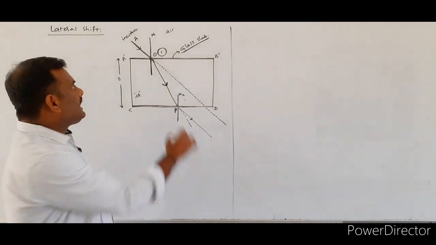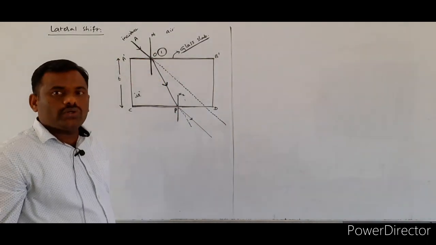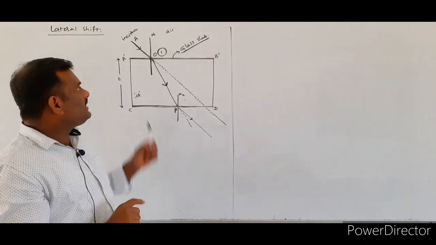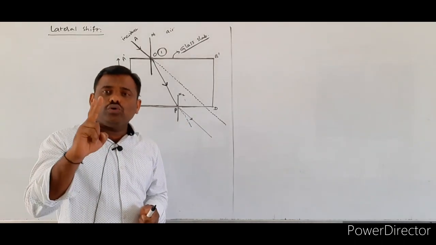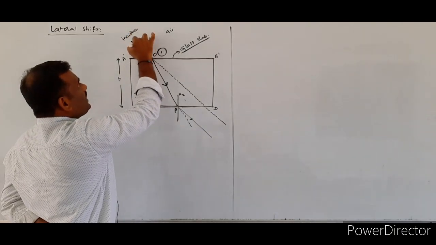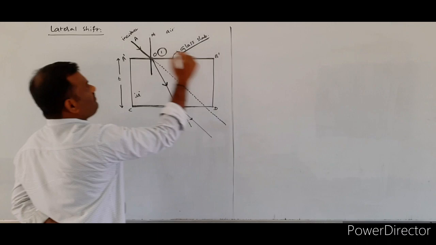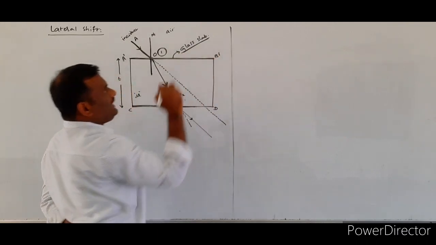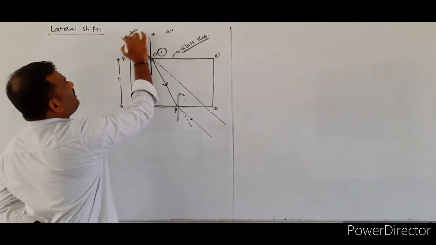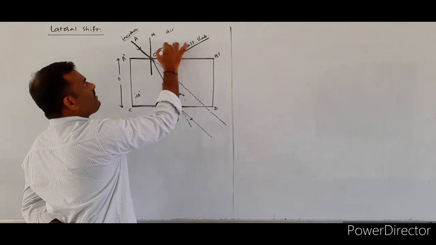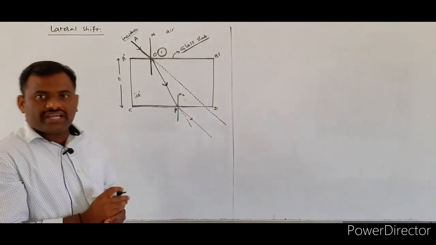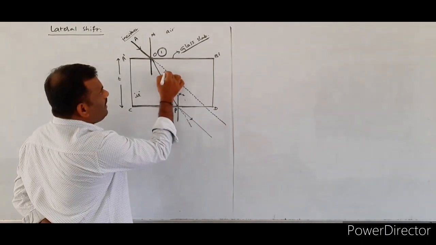But we kept a glass slab in the path of the incident light ray, so the light ray will undergo refraction at two different points. First, when the light ray is incident on the slab over the first refracting surface, A'B' is taken as the first refracting surface of the glass slab. When the incident light is incident at the point O, the first refraction takes place, and the light ray is bent.